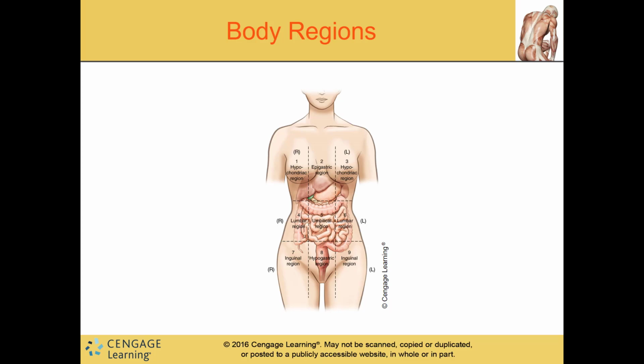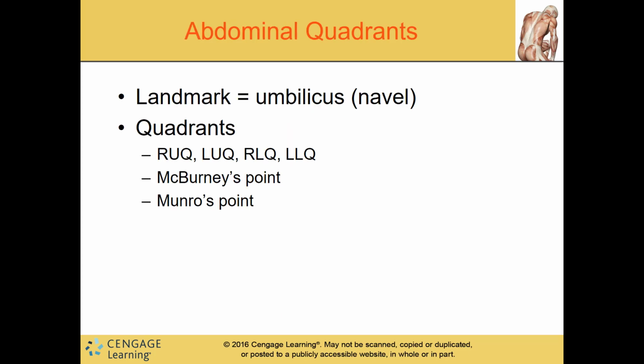Welcome back as we start our second portion of our full body terminology. All right, now we're going to talk about the abdominal quadrants. Remember, quad means 4. So our landmark for this is our umbilicus, which is our navel. Our quadrants are going to follow as below.